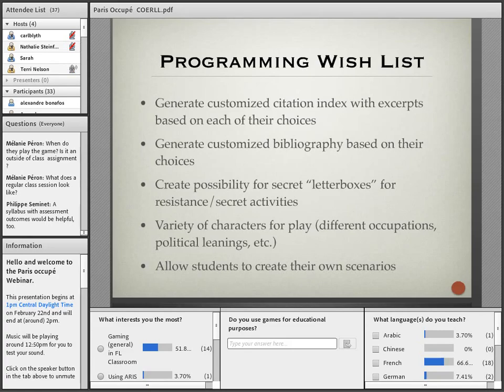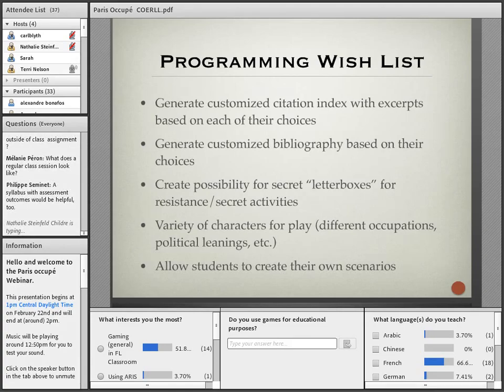I'm trying to figure out how I can create secret letterboxes so that they're participating in resistance or secret activities, where they can drop messages to each other and have that kind of play that is less parallel play. Right now it's all parallel play. Each character just plays the game. They don't interact with each other within the game itself.